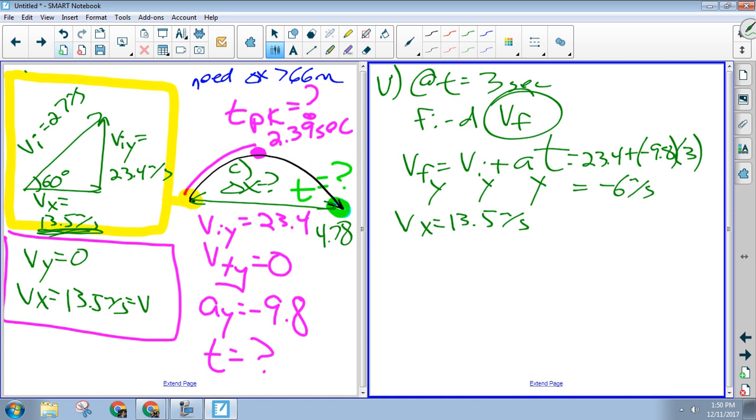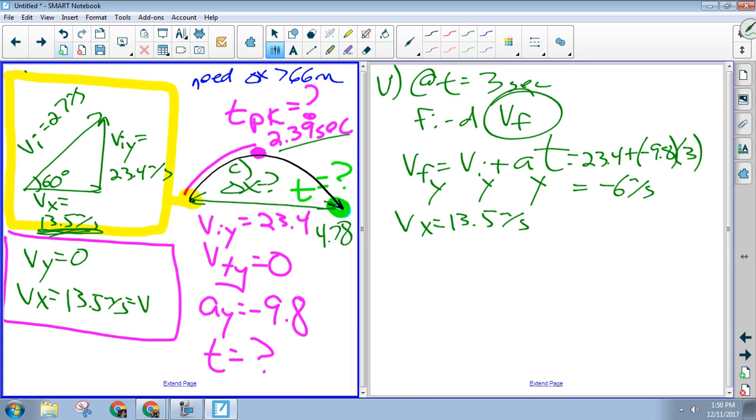What does it mean that the VFY is negative? It's coming back down. Does it make sense that after 3 seconds he'd be coming down? Yes, because the top is only at 2.3 seconds, so he's past it.